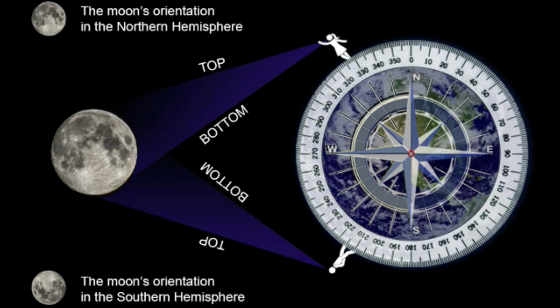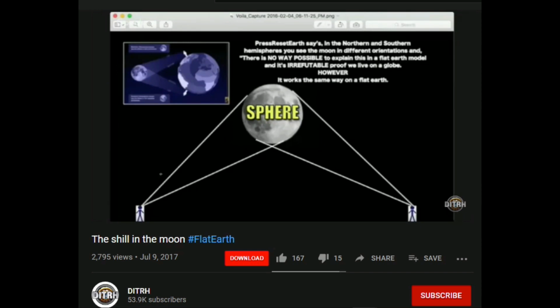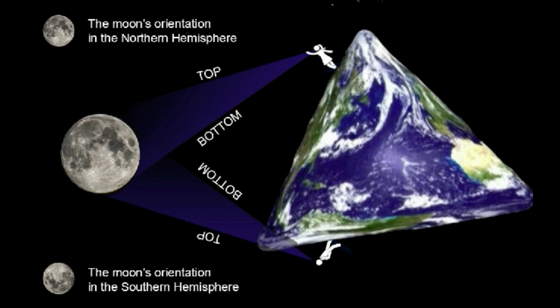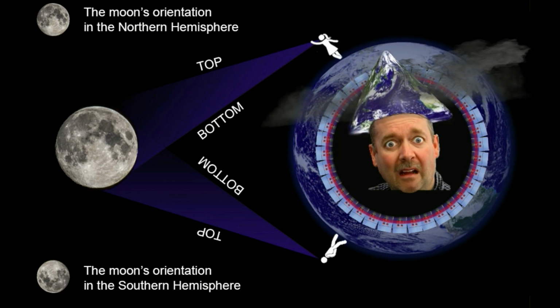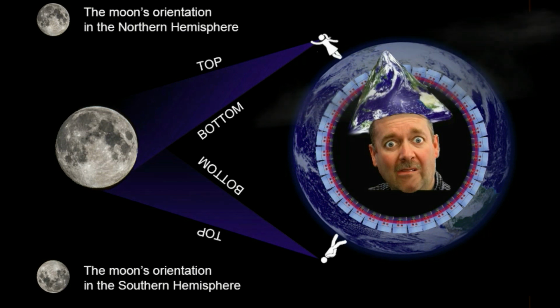How can something flip 180 degrees when the difference is only like 105 or 110 degrees? And this moon flips 180 degrees. How do you explain that? Their rebuttal, the flat earth rebuttal to this, is that it can only happen if the two people in the two hemispheres are upside down in comparison to each other. Exactly. Now, this would work on a globe earth, or it would work on a pyramid earth.